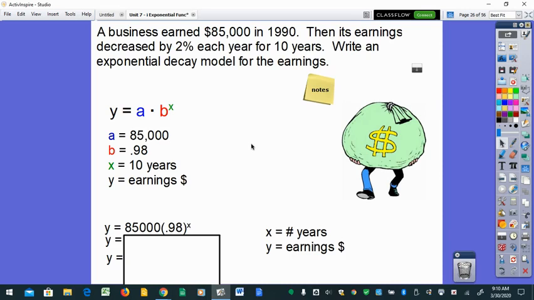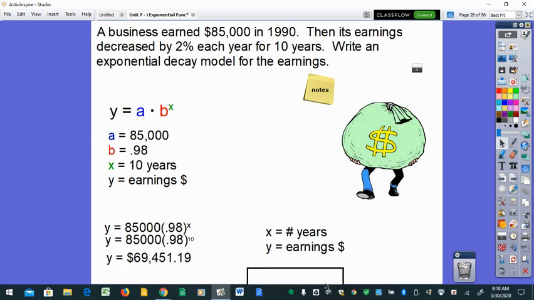What's going to happen in 10 years? What's going to happen in 20? I can just substitute a different number in for X to see. In this case, I'm going to substitute the 10. And then I head over to the calculator and I take 85,000 times 0.98 raised to the 10th, not times 10, but exponential, raise it to the 10th power.